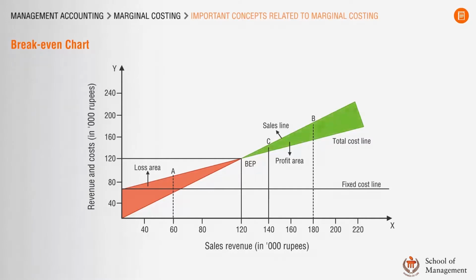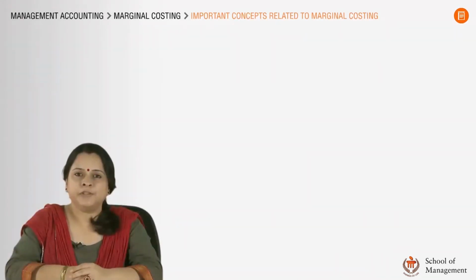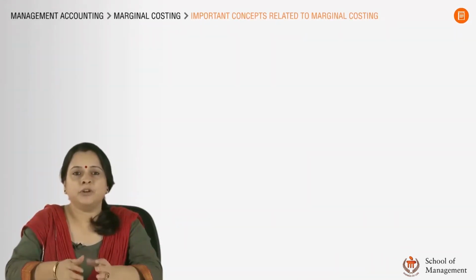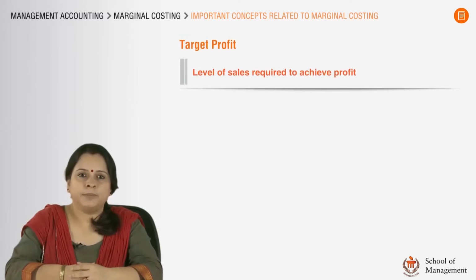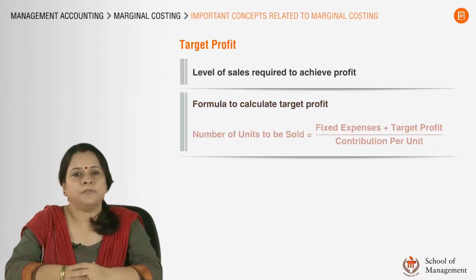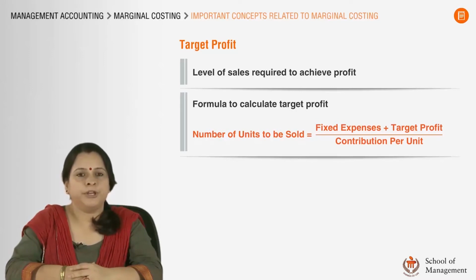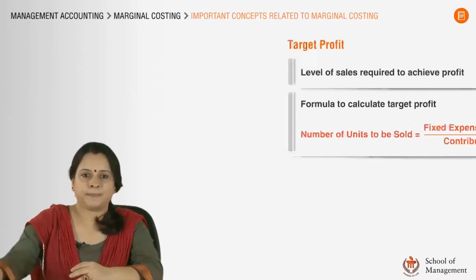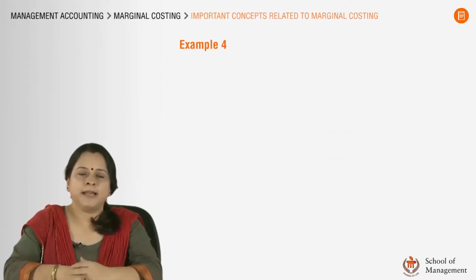One more application of CVP analysis is the calculation of level of sales required to achieve a certain level of profit. This is known as target profit. The formula for calculating target profit is fixed expenses plus desired or target profit, divided by contribution per unit, is equal to number of units to be sold. Let's now look at an example for applying the target profit formula.